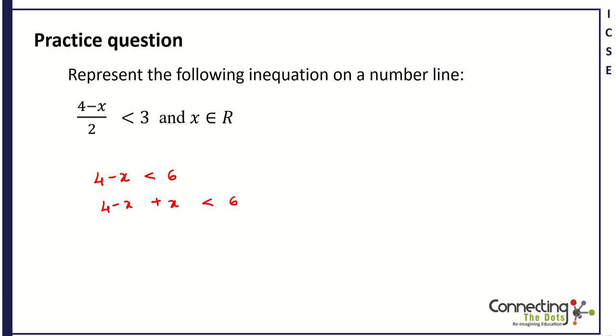Remember that rule. So what does that become? It becomes 4 is less than 6 plus x. And then I will subtract 6 from both sides, making it 4 minus 6 is less than 6 minus 6 plus x, which gives us -2 is less than x. Another way of saying this is x is greater than -2.